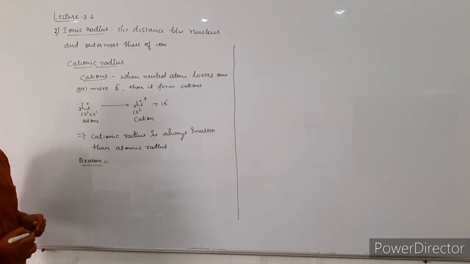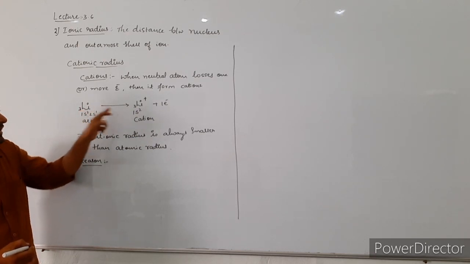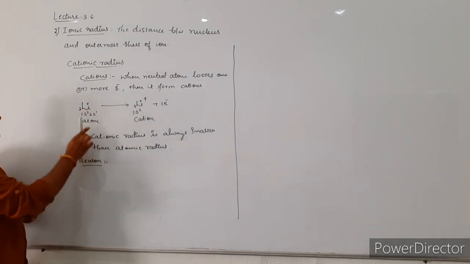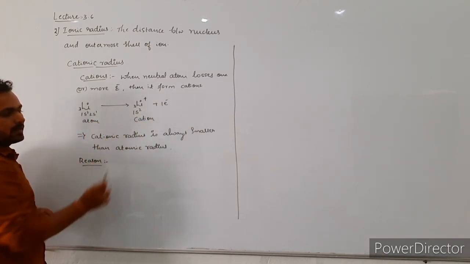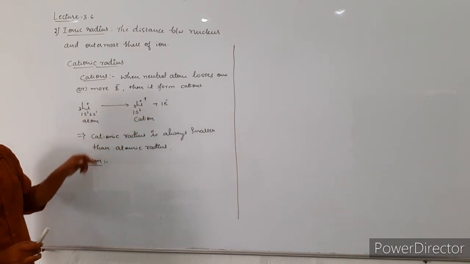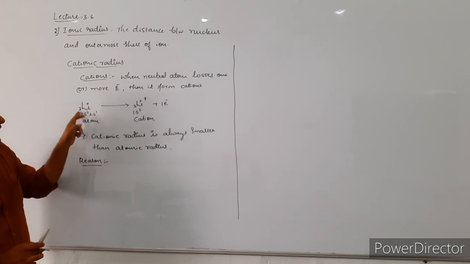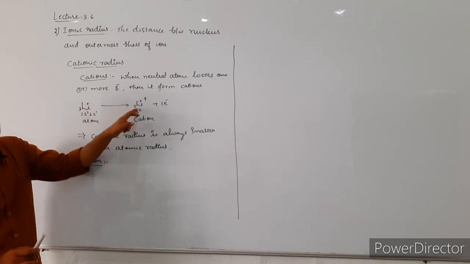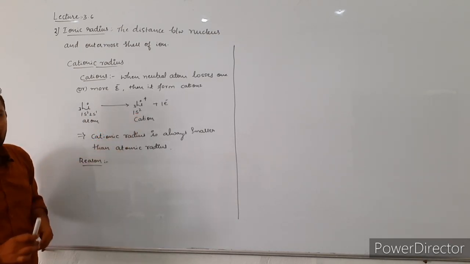After losing electron, number of electrons decreases, but number of protons are same. See here there are 3 electrons, 1s2, 2s1. After losing electron, how many electrons are there? 2 electrons are there. Number of electrons are decreased, but number of protons remain same. Here 3, here 3, because number of protons is equal to atomic number. So here atomic number is 3. After losing also the atomic number is 3. The number of protons are same, but number of electrons are less.